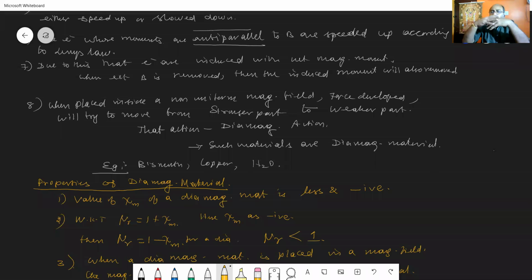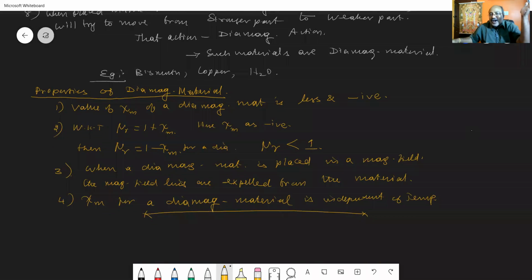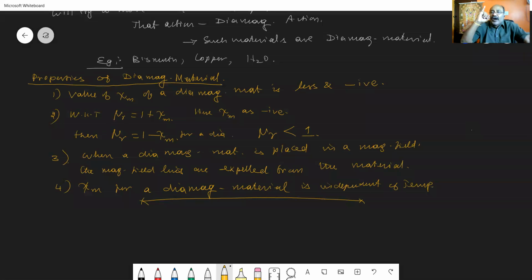So what are the general properties of a diamagnetic material? Some 4 properties are being summarized. Number 1, for a diamagnetic material, the value of susceptibility is very low, and usually the value is taken to be negative. Since we know that the relative permeability mu r equals 1 plus psi m, if you substitute minus psi m for psi m, because the susceptibility is negative, the value of mu r, the relative permeability of that medium, is always less than 1.